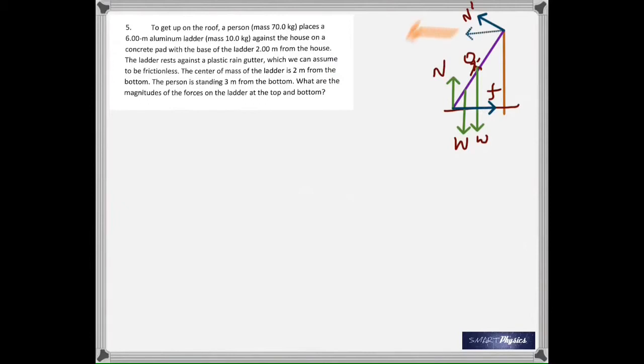Now those are the two components. That is going to be N sine theta, N prime sine theta, and the vertical component is N prime cos theta. And we can find theta from this triangle, because on this right triangle, cos theta is (2 plus 2) divided by 6, the length of the ladder. So we can get theta from that.